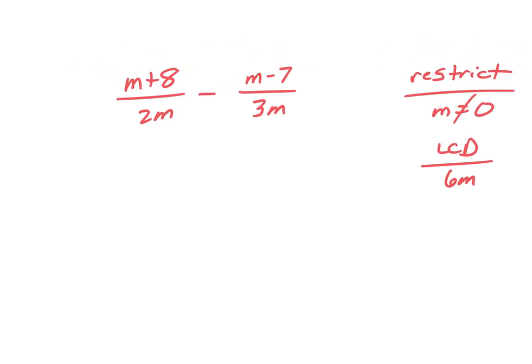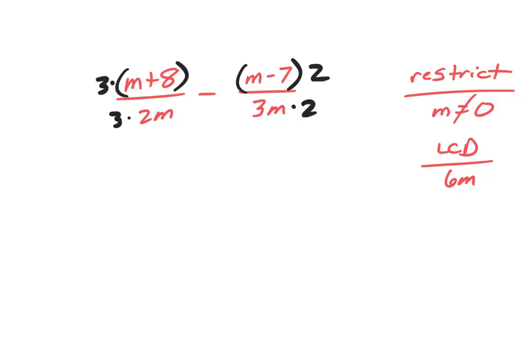Okay, now this one's a little tricky, and that's why I'm showing you this one. Because on top we have an m plus 8. So on bottom, to make this a 6m, I'm going to have to multiply by 3. Over here, I'm going to have to multiply by 2. But notice what I'm doing here. I'm putting that expression in parentheses because I have to take 3 times the entire top. I have to take 2 times the entire top over here.